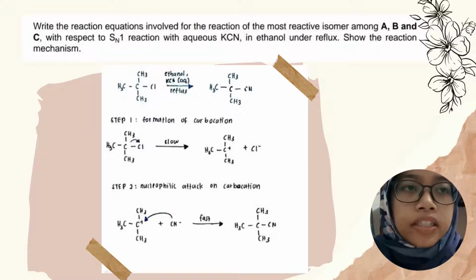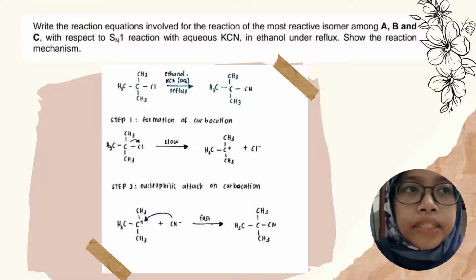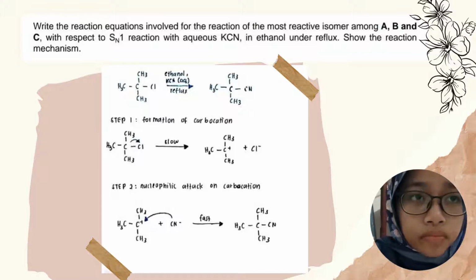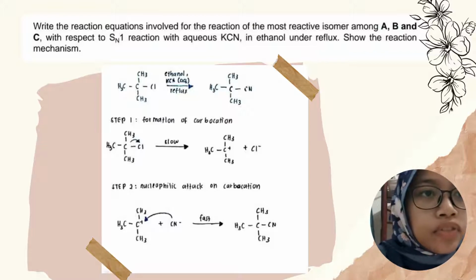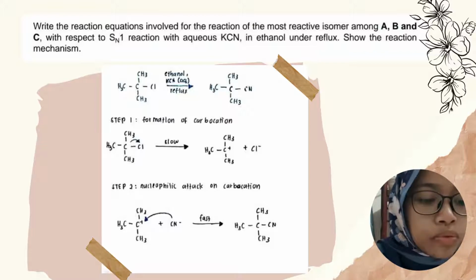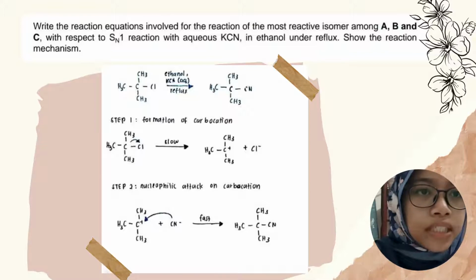Next, write the reaction equations involved for the reaction of the most reactive isomer among A, B, and C with respect to SN1 reaction with aqueous KCN in ethanol under reflux. Show the reaction mechanism. So firstly, we need to write the equation. Step 1 is formation of carbocation. We will leave as carbocation, which is tertiary carbocation, and it will leave with Cl minus, which is anion.